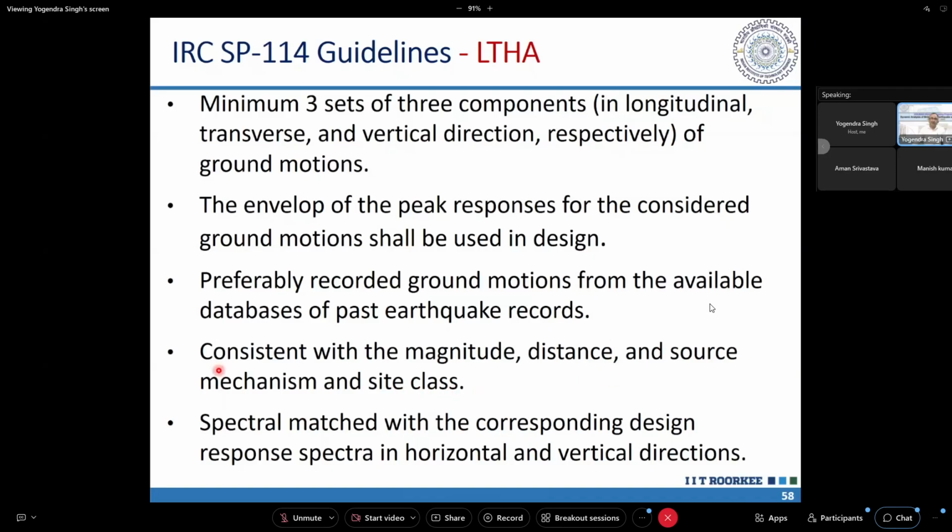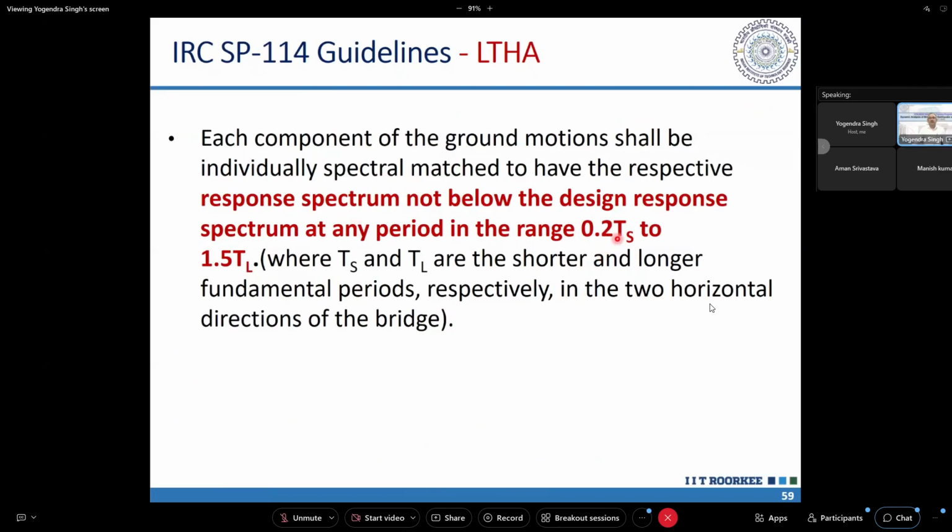So we have to select in such a way that these criteria are matched with the corresponding design response spectrum in horizontal and vertical direction. So spectral matching is allowed, or rather required, to make these spectra match in the period range 0.2 TS to 1.5 TL. TS and TL, because any bridge will have different periods in longitudinal and transverse direction. So we will take the fundamental mode in longitudinal direction and the fundamental mode in transverse direction. The smaller one of them is TS and the longer one of them is TL. So 0.2 of smaller to 1.5 of the longer.